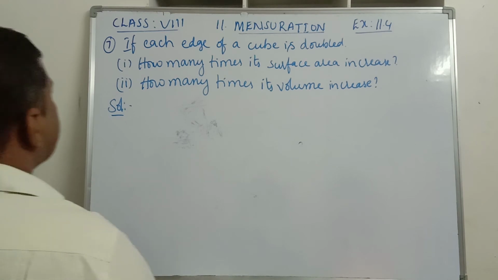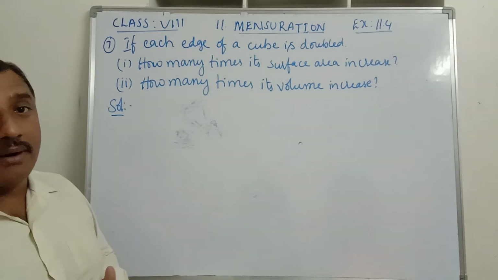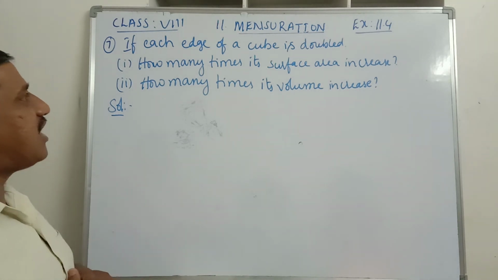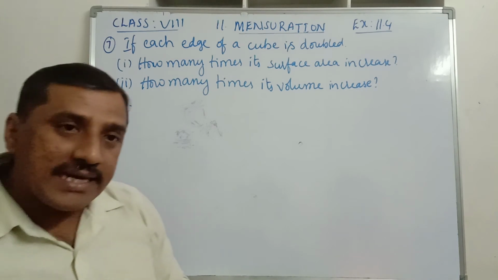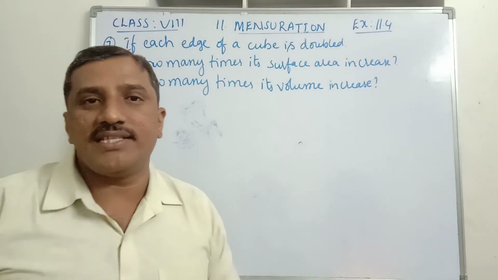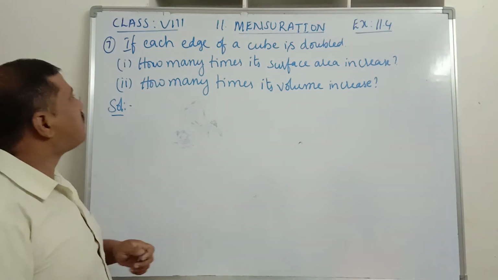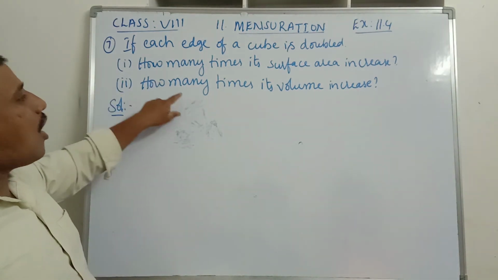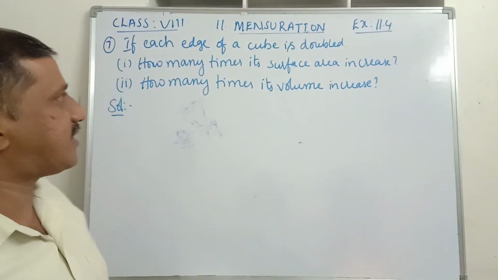Now we will discuss the 7th bit. If each edge of a cube is doubled, that is, if the length of each edge of the cube is doubled, how many times does the surface area increase? Definitely the surface area will increase. We have to find how many times it increases. Similarly, how many times does its volume increase? These are theoretical questions.